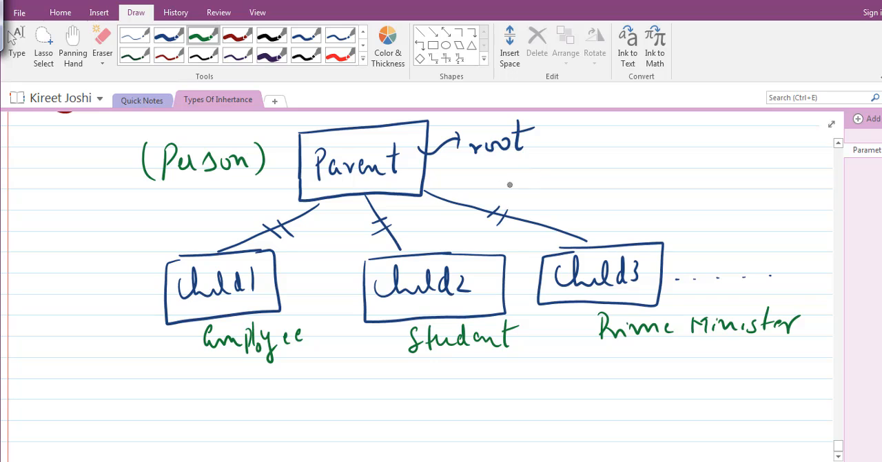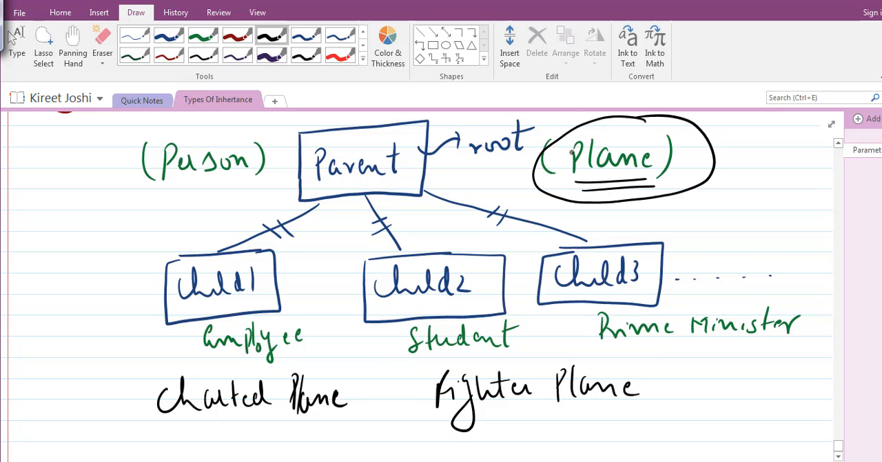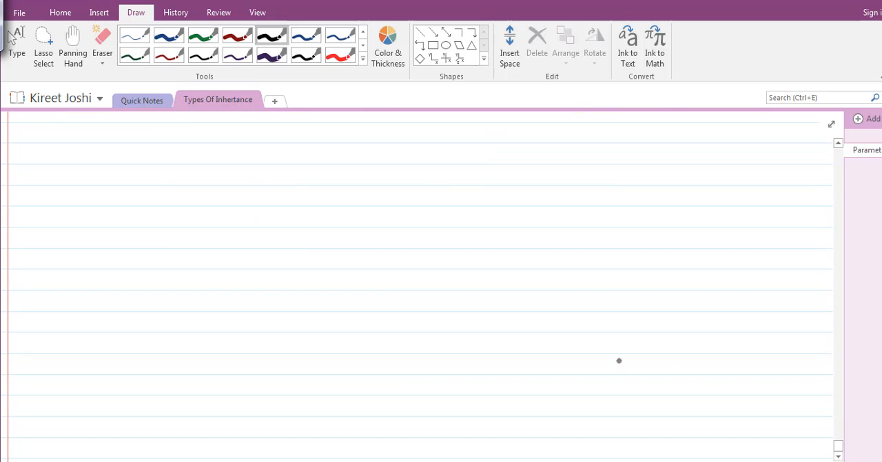Or you can also consider, for example, that the parent is a plane class. This is a plane. The parent is a plane class, and child 1 is, for example, a chartered plane, and child 2 is, for example, a fighter plane, and so on. So there are different categories. This is the main generic class, the base class from which we have derived the chartered plane and the fighter plane, and so on. So this is hierarchical inheritance.